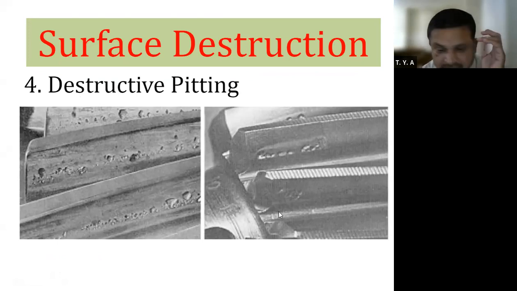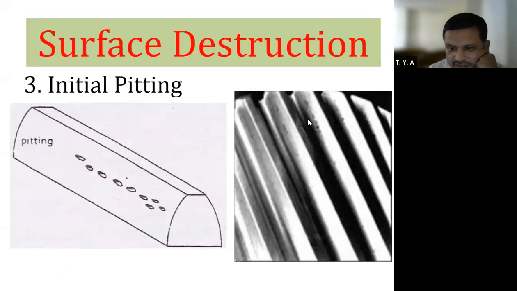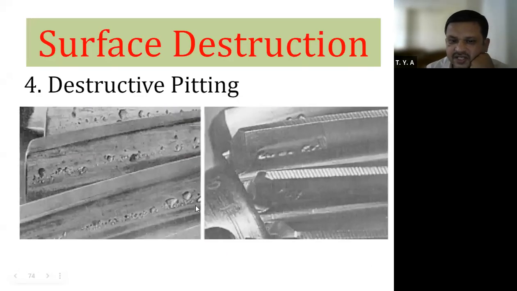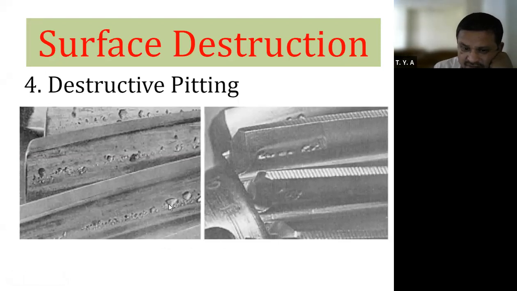Now you tell me the difference between initial pitting, the earlier figure, and this figure. In the earlier figure, only small spots or small pits are there. And here the size of the pits is larger or bigger. You will see big pits on the surface of the gear. See the diagram; they are clearly visible.